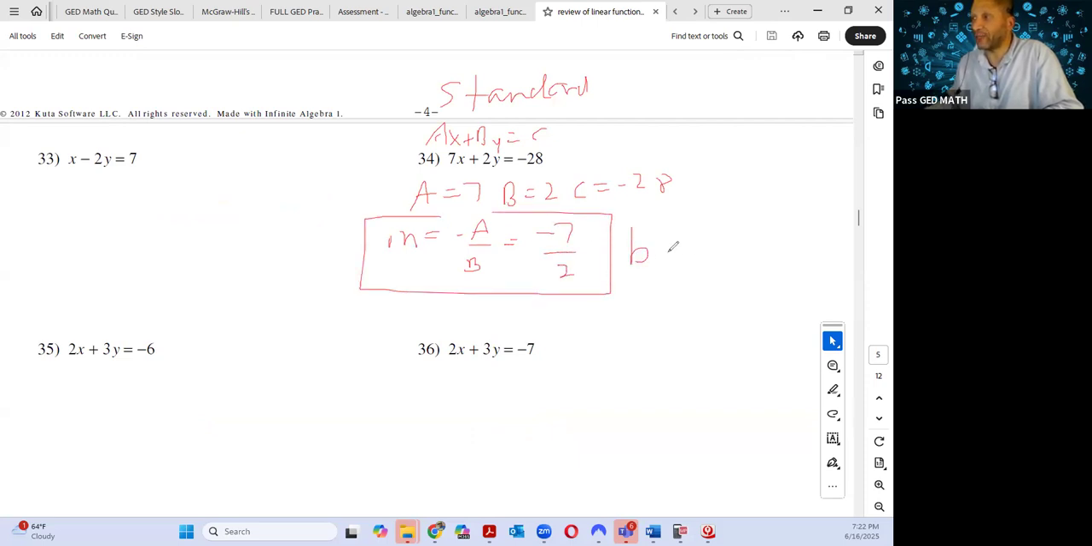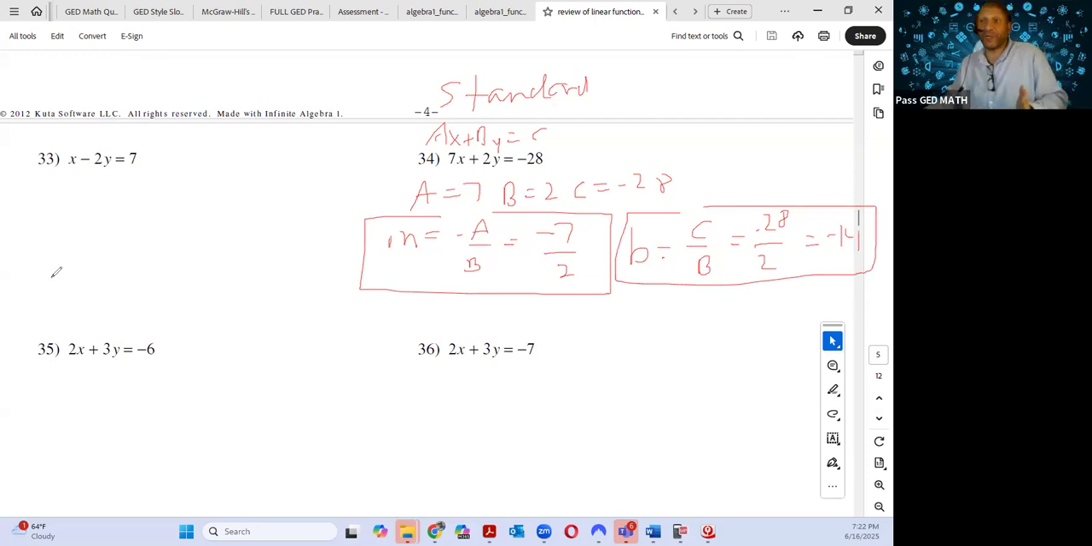To find the y-intercept is c over b. My c is -28 over 2. -28 reduces to -14. My y-intercept is -14. If I wanted to rewrite this equation in slope-intercept form, I would say y equals -7/2 x minus 14. When you can do that, you are ready to go, but you got to keep practicing till you got it.